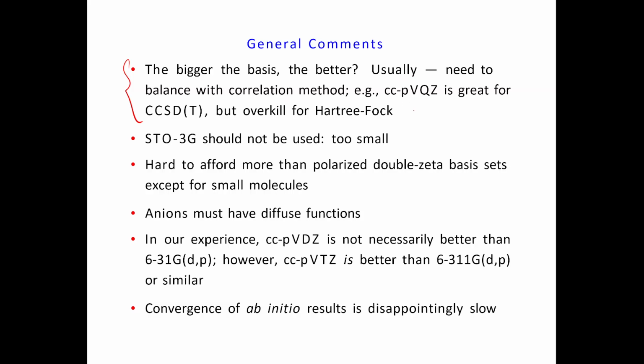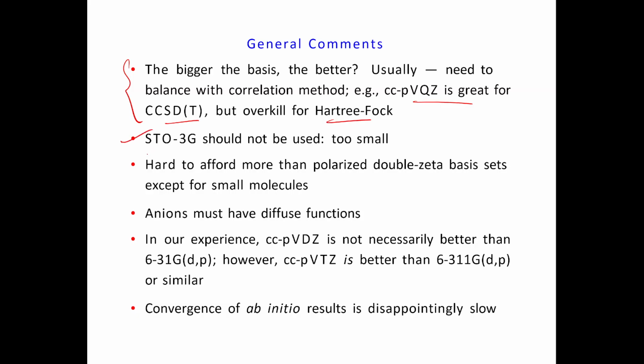That means if you are using a bad method and a bad basis set, you might get good result. But if you are using a bad basis set and good method, or bad method and good basis set, you may not get good result. So there is some error cancellation or luck that will play. So cc-pVQZ is great for CCSD(T), which is a correlation calculation, but it overkills for the Hartree-Fock. STO-3G should not be used.